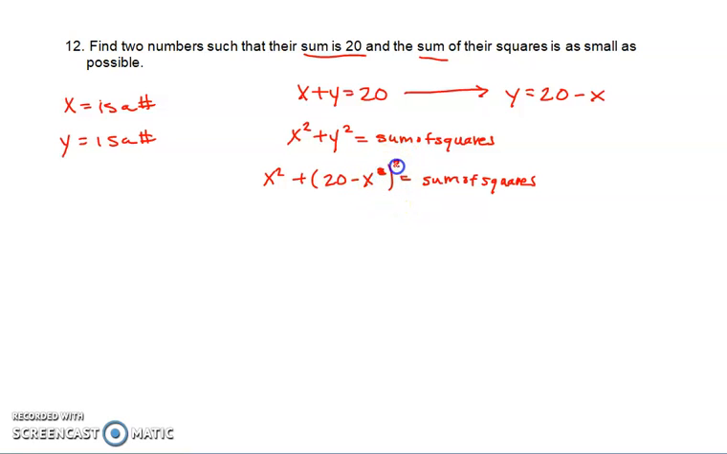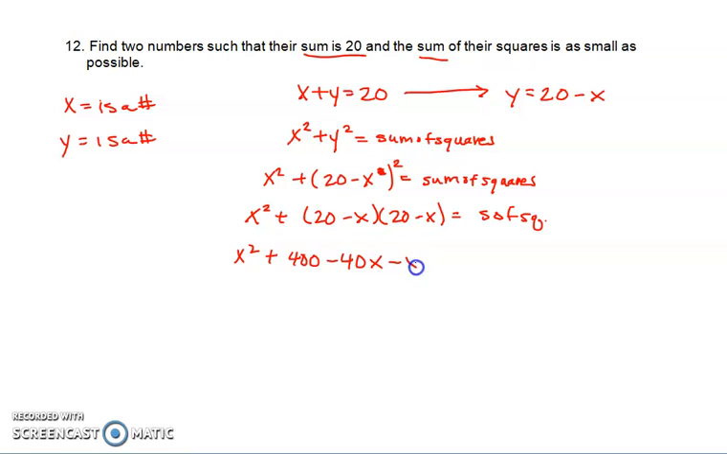This is a square part. So I actually have to take care of that squared. So this would be x squared plus (20 minus x) times (20 minus x) equals the sum of squares. x squared plus, distribute: 20 times 20 is what? 400. Minus 40x minus x squared equals the sum of squares.